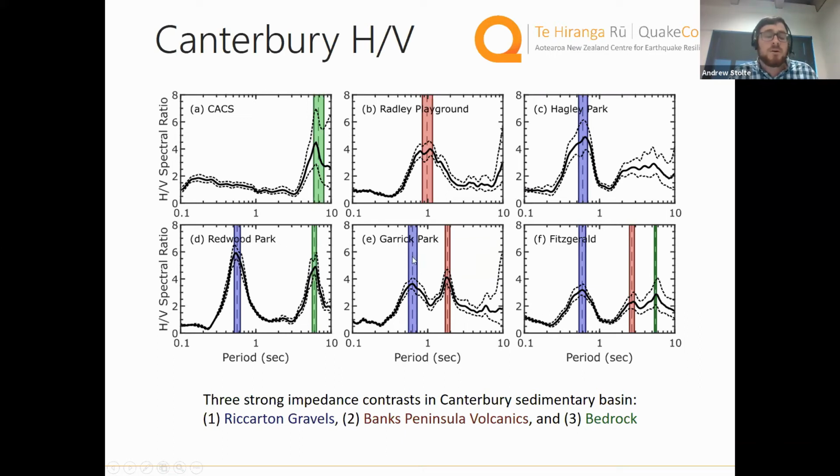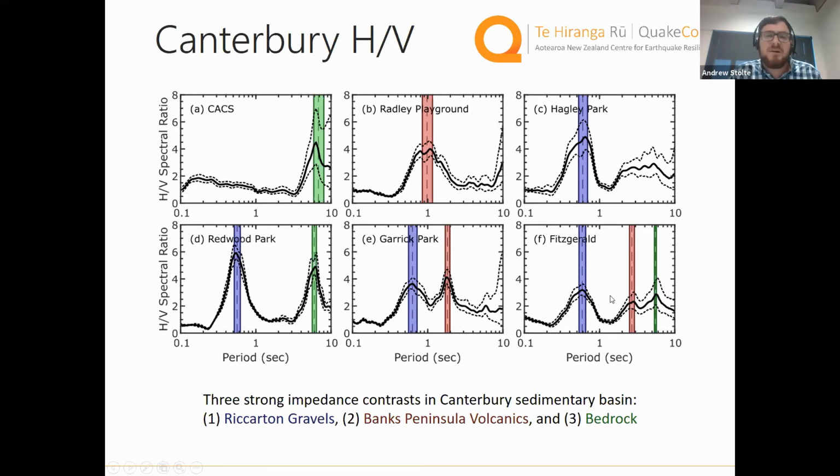And then depending on where you are in Christchurch or the Canterbury Plains as a whole, you're going to see a mixed combination of these peaks. So at Redwood Park, we see the gravels and we see the bedrock. At Garrett Park, we see the gravels and we see the Banks Peninsula volcanics, but we can't quite pull out a peak from the basement rock. And then at this Fitzgerald site, we actually see all three.